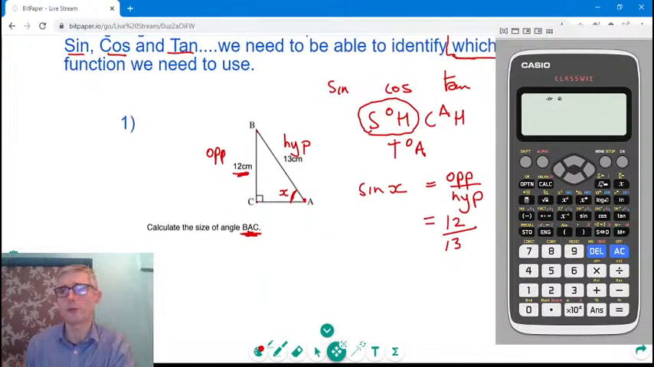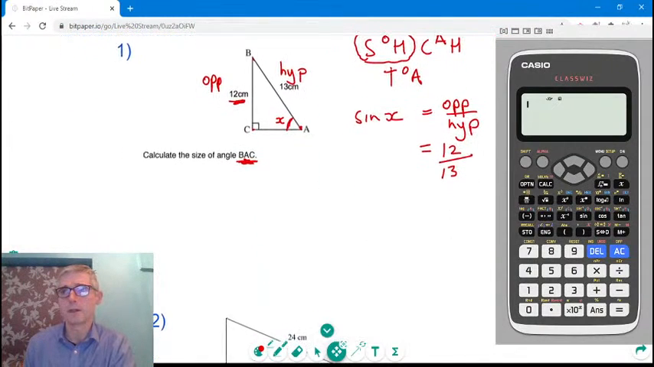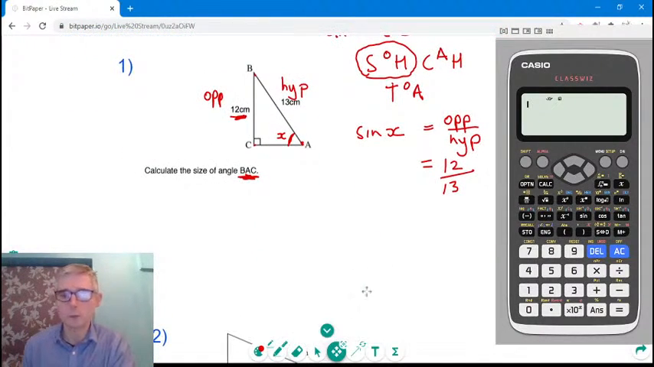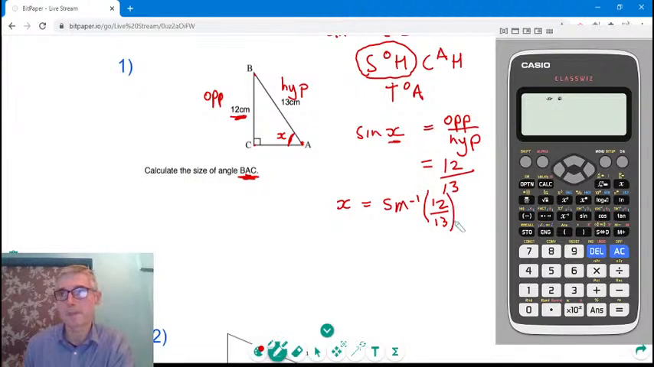So it's 12 over 13. And what we then need to do is, if we know that sine of the angle we're looking for is given by this fraction, well, we actually need to use on our calculator sine minus 1, which is called our inverse sine. So we're going to go 12 over 13. And so I'm going to go to my calculator now.